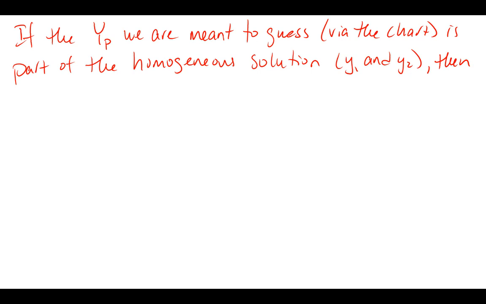Then what are we going to do to our guess? We're going to keep multiplying it by t until it's no longer part of the homogeneous solution. So let me write that down. Then take this guess that we kind of like, right? We like the strategy. It works kind of nicely. So let's not lose this.